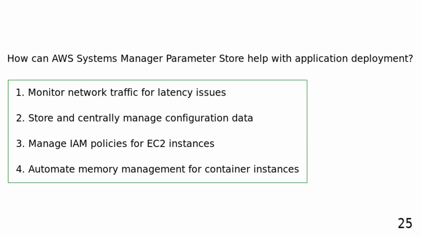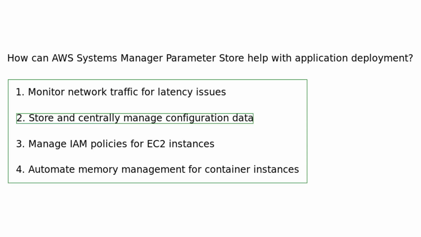How can AWS Systems Manager Parameter Store help with application deployment? Monitor network traffic for latency issues. Store and centrally manage configuration data. Manage IAM policies for EC2 instances. Automate memory management for container instances. AWS Systems Manager Parameter Store allows users to store and centrally manage configuration data, making it easier to deploy applications across multiple instances with consistent configurations.